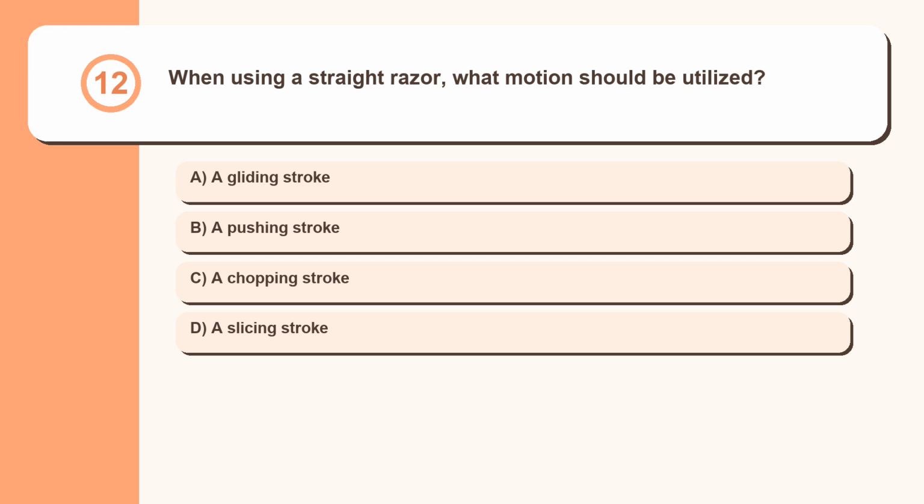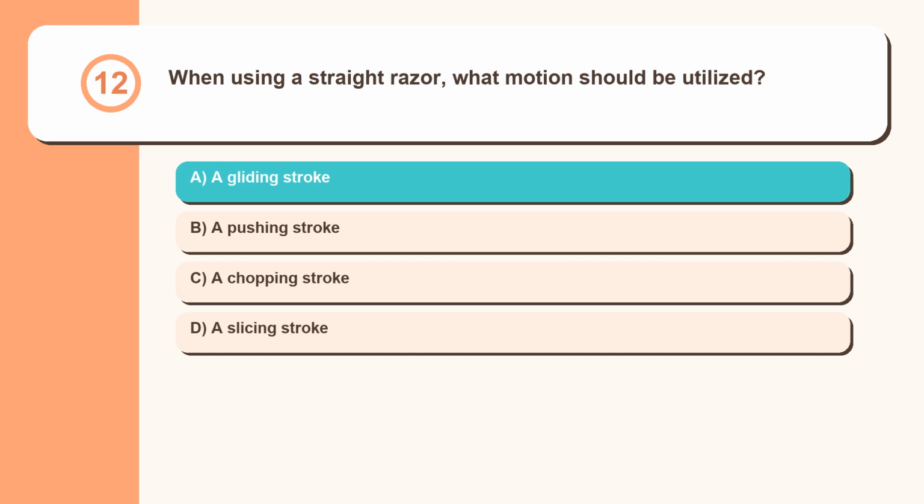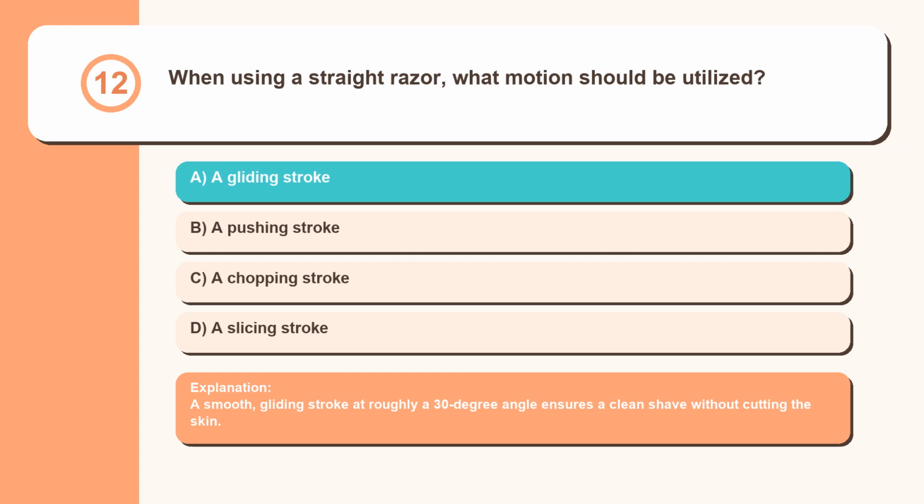Question 12. When using a straight razor, what motion should be utilized? A gliding stroke, a pushing stroke, a chopping stroke, a slicing stroke. A smooth, gliding stroke at roughly a 30-degree angle ensures a clean shave without cutting the skin.